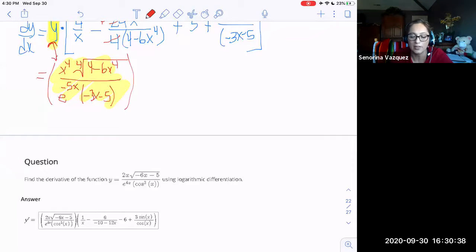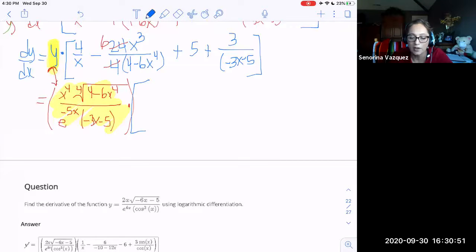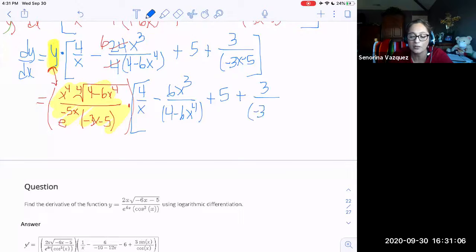And now I have to put times. All of that is being multiplied by my blue stuff in the brackets. So I got to write it down here in the brackets. And so that I can see it better, I'm going to scroll down a little bit. So this is 4 over x minus 6x to the third over 4 minus 6x to the fourth, parentheses, plus a lonely 5, plus 3 over the parentheses of negative 3x minus 5. The end. That is dy dx right there.